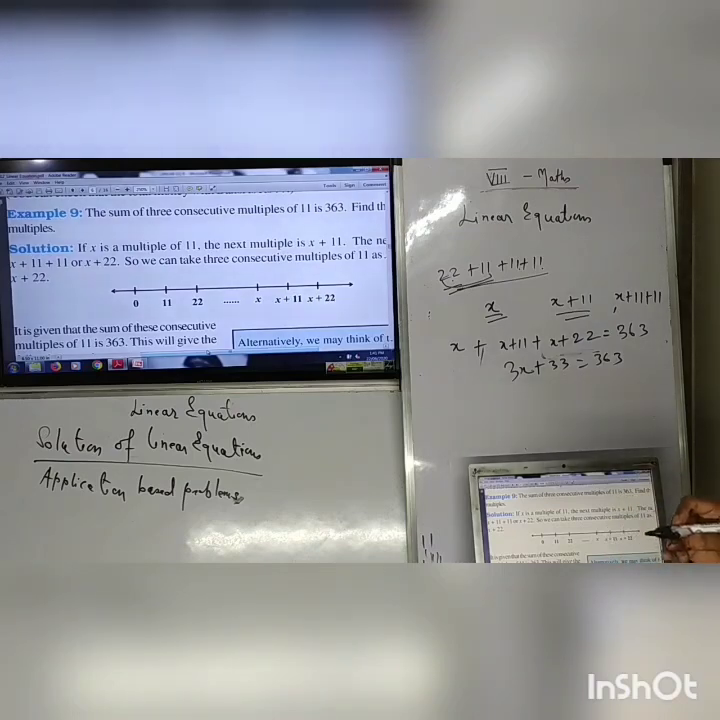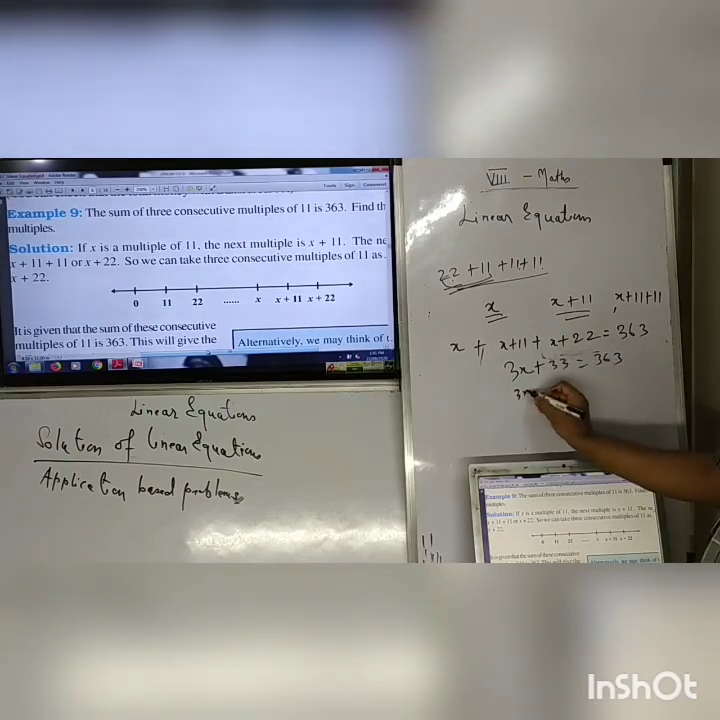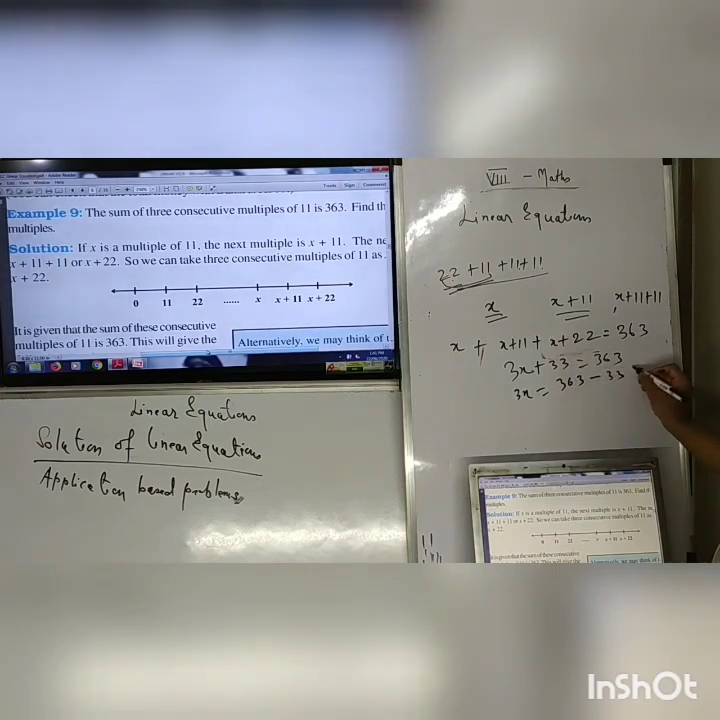We have added the variable terms. Now 33 is added, so we have to change the side, that means transpose, that means change in sign. So 3x equal to 363 minus 33, that is equal to 330. And therefore x equal to 330 divided by 3, that is equal to 110.